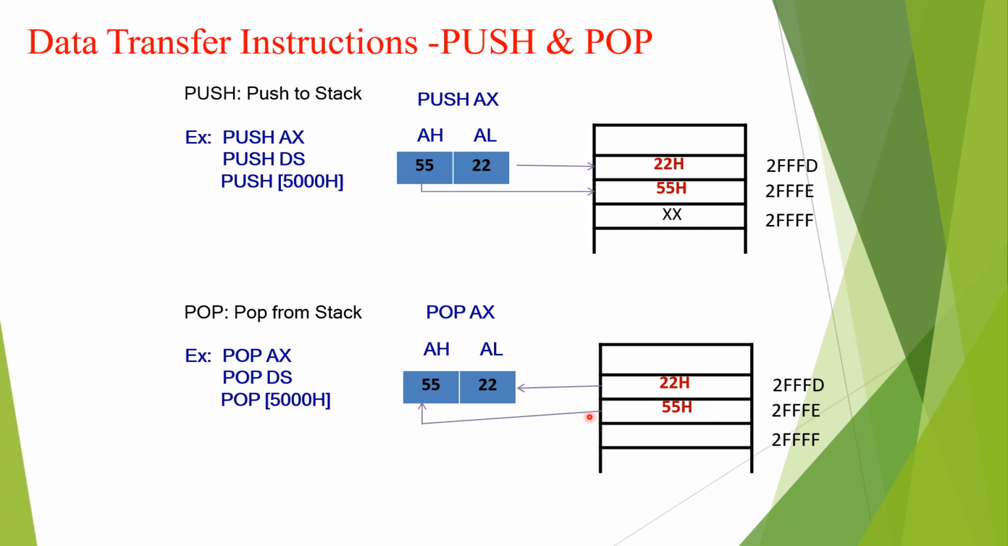Pop DS means whatever the data is present in the top of the stack, 2 bytes of data will be copied to the data segment register. And similarly, pop 5000H means whatever the values present in the top of the stack is copied to the location 5000 and 5001, since 2 bytes of information is present within the stack.